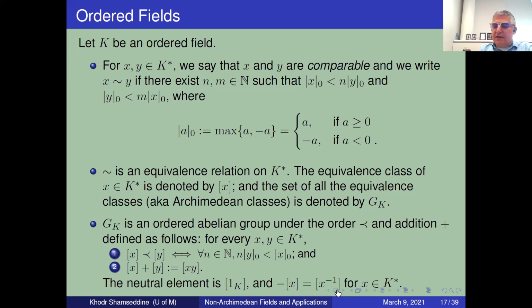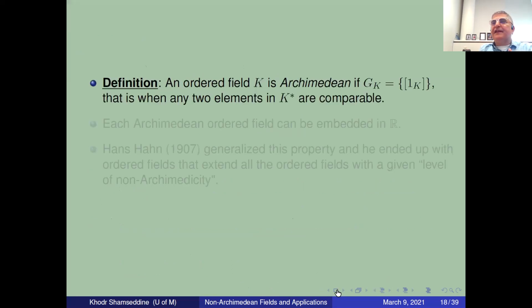Now we say that the ordered field is Archimedean if there is only one Archimedean class, so G_K is a singleton. And this means all non-zero elements of the field are comparable. Each ordered Archimedean field can be embedded in R. So we can think of R as the maximum Archimedean ordered field.